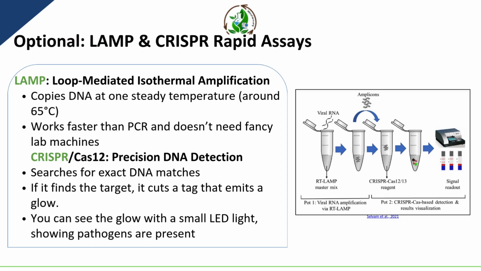The powerful part is that LAMP and CRISPR steps can be combined in a single tube using portable tools, with the entire test taking under an hour and requiring no major lab equipment. That makes these assays especially useful for small farms or remote areas, and it fits well with sustainable, equitable agriculture.